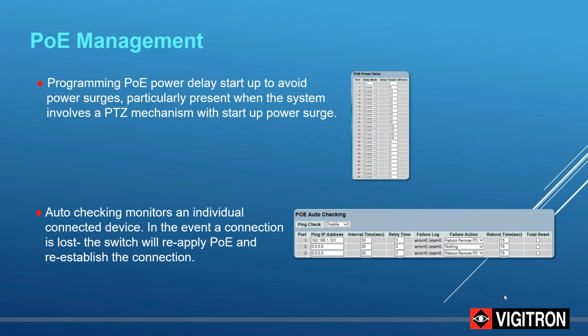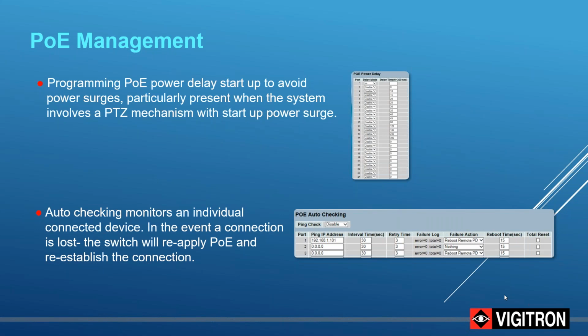Well, in Vigitron switches, you can program the specific IP address of the connected device into the port of the switch, and it will continue to monitor its connection. Should the monitor drop out, it will first reapply PoE, because the camera has to be in the on condition, and then reconnect, resulting in minimal downtime, eliminating the need for a service call, and protecting the whole system.